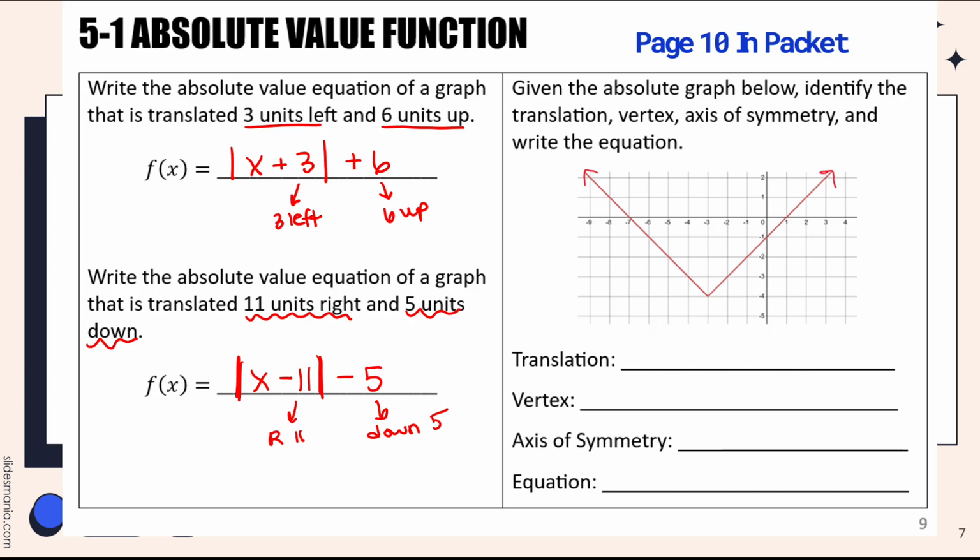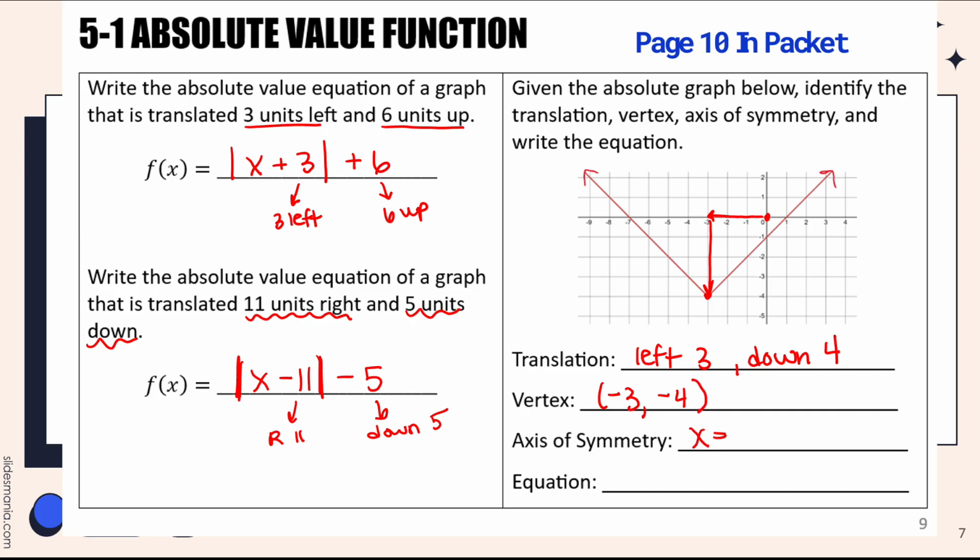All right, the last one, it says, given the absolute value graph below, identify the translation, the vertex, the axis of symmetry, and then write the equation. So one of the things you do need to remember, just like in a parabola, is that our regular absolute value function starts at (0, 0). We are going to then count how far it moved to get to that new location by looking at the vertex. This had to move left 3 and down 4. So the coordinates of that vertex would be (-3, -4).